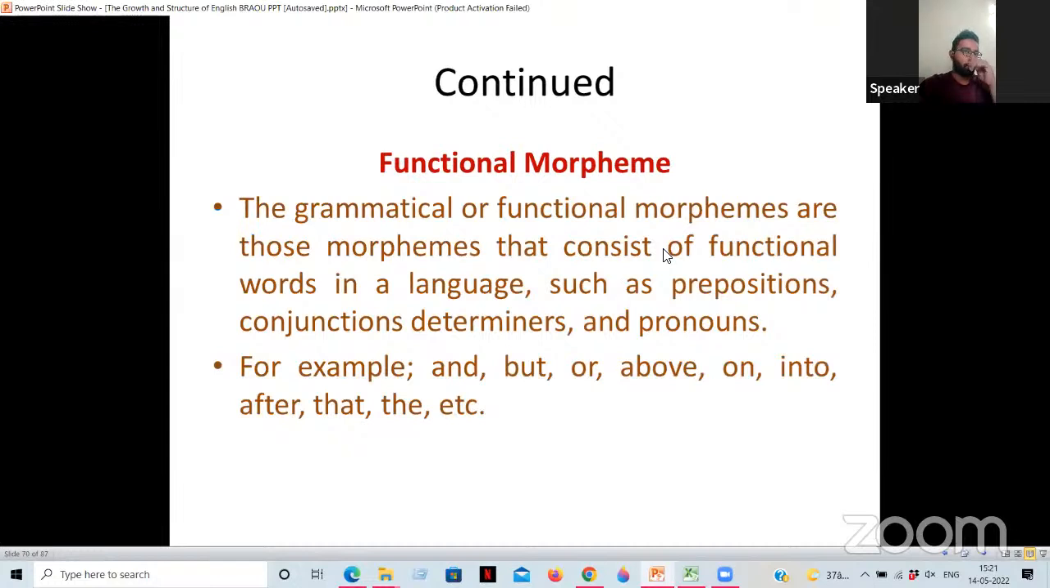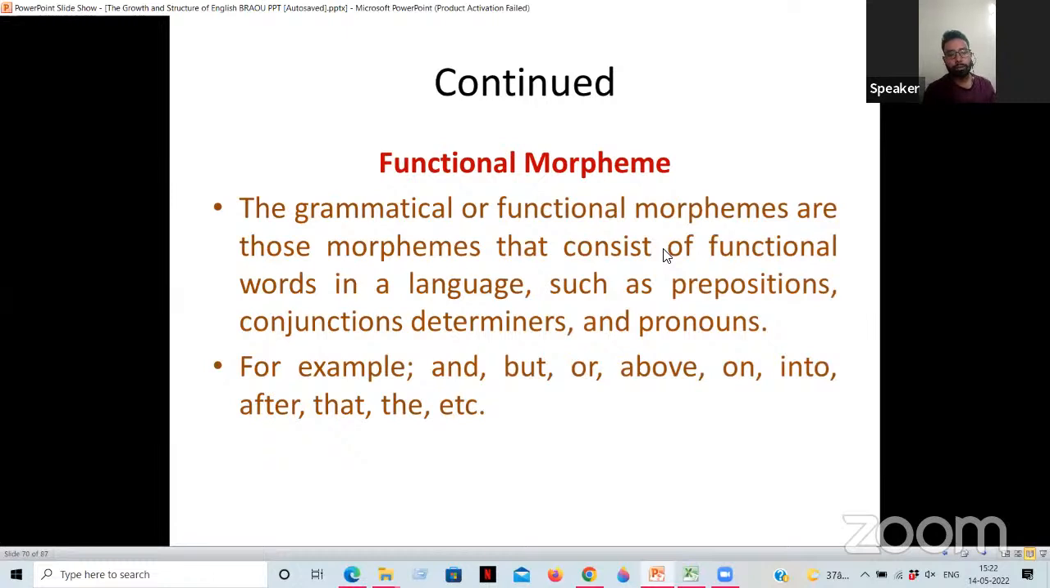The next one is functional morpheme. So in English grammar or in any other grammar, we have two things. One is the root words or the main words, that is the lexical morpheme, and another one is functional morpheme, that is the functional words that we use while making sentences, while speaking as well. So the grammatical or functional morphemes are those morphemes that consist of functional words in a language, such as prepositions, conjunctions, determiners, and pronouns. So these are the functional words.